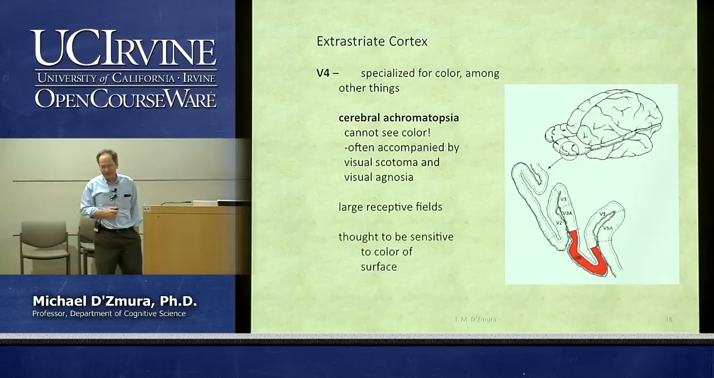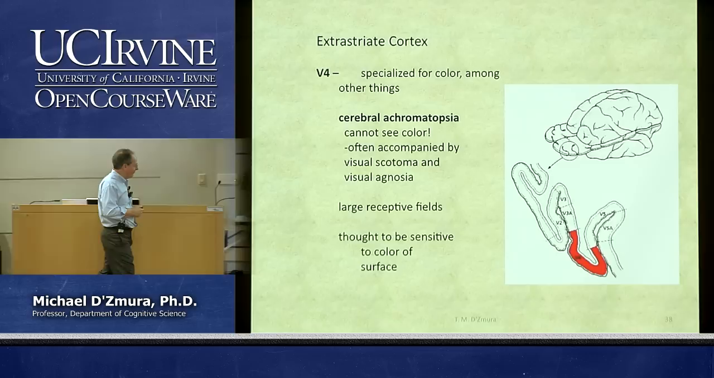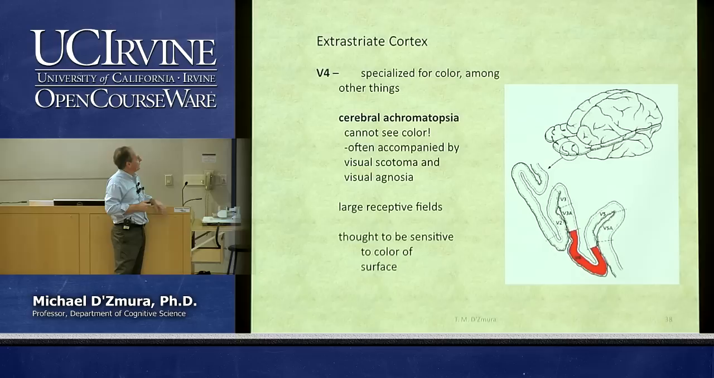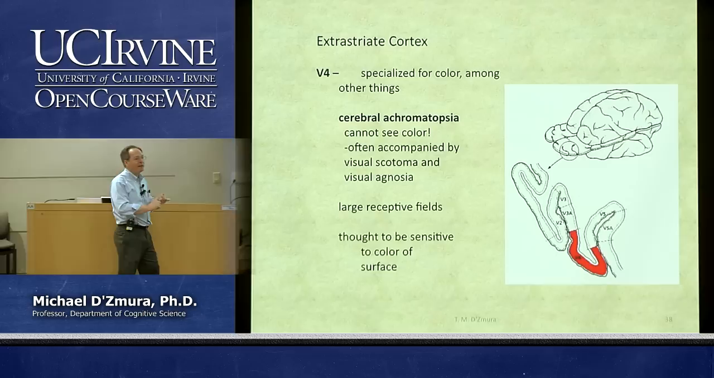Cerebral achromatopsia is effectively the condition where damage to the cerebrum, likely in area V4, causes loss of color perception. If we look at the sizes of receptive fields of cells there, we find that they are relatively large. People don't really know what neurons in V4 are doing, but they think that V4 helps us perceive color surfaces and pay attention to these.